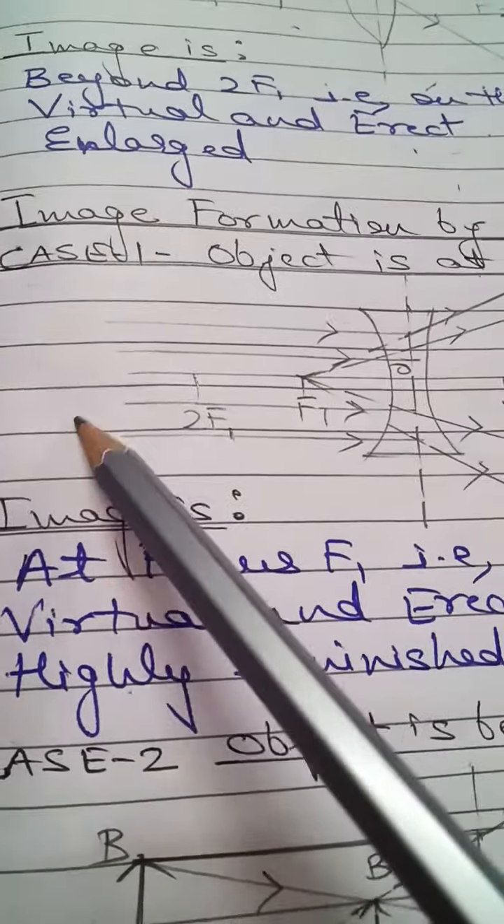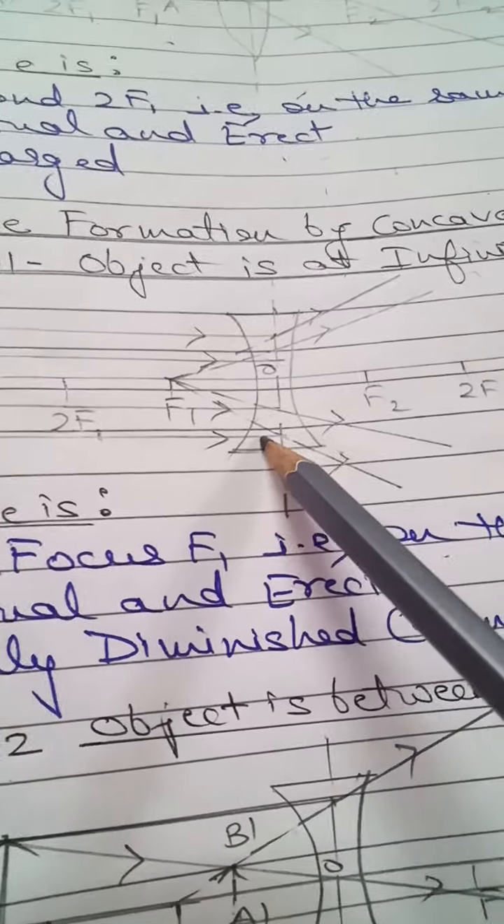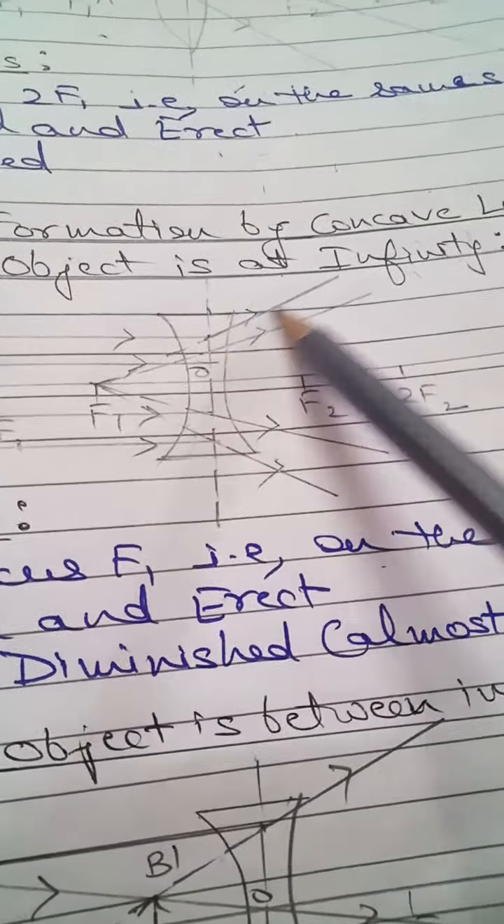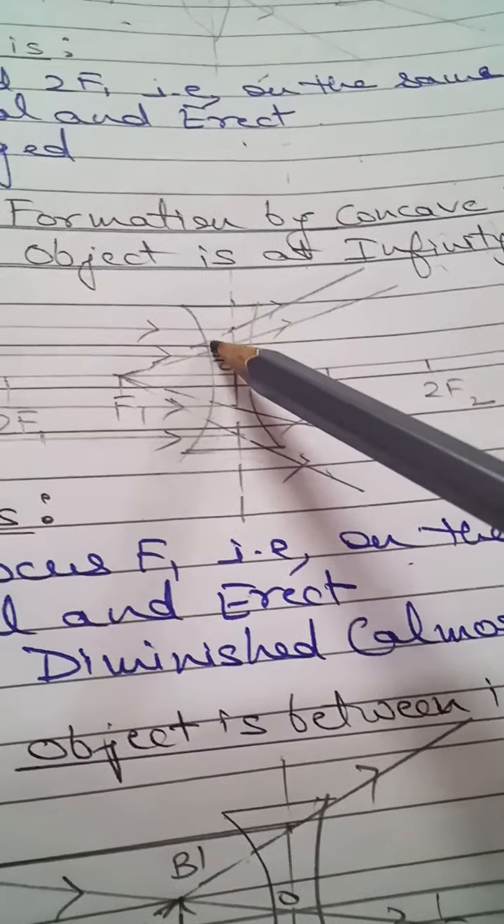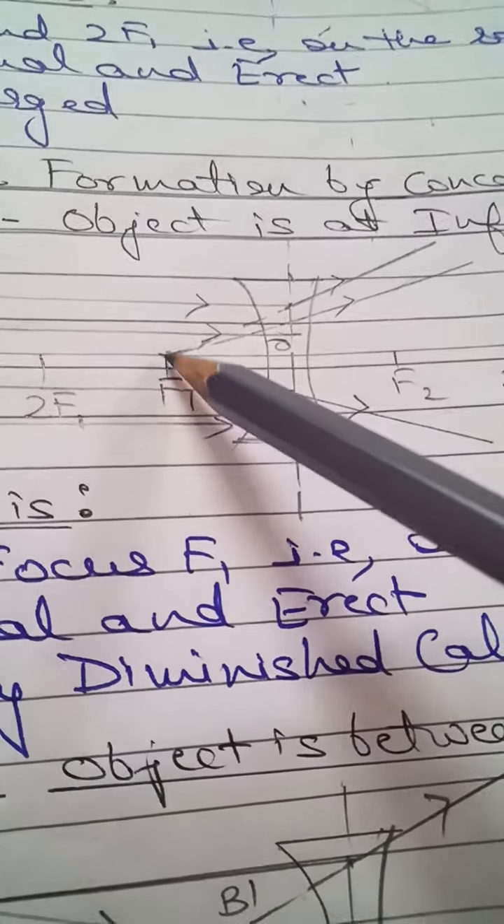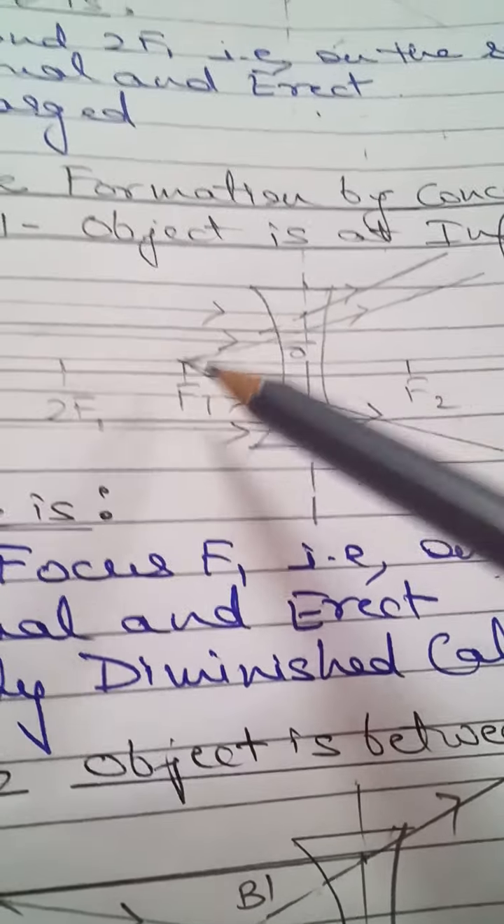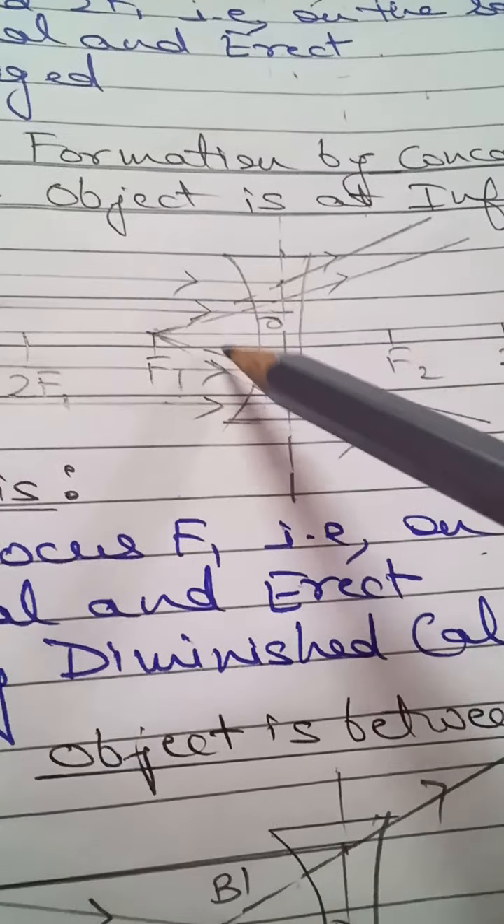So when the object is at infinity, the rays of light move parallel to the principal axis, and after refraction they all get diverged. If we extend them backwards on the same side of the lens, they all appear to meet at f1. So we can say the light rays are not actually meeting, but they are appearing to meet.